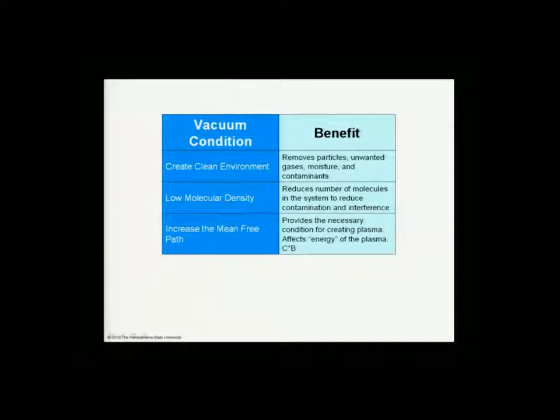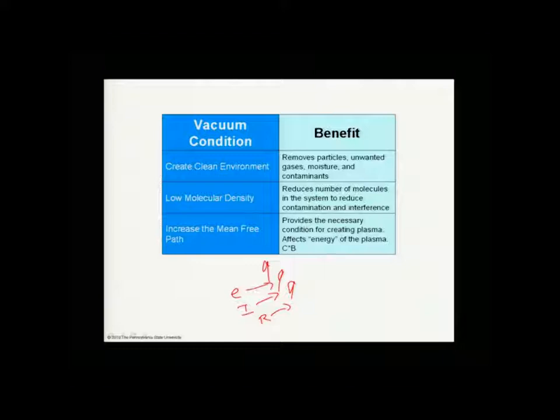We don't want them there. We don't want them uncontrollably involved. If we reduce the molecular density, then obviously there are fewer molecules, and if something like an electron, an ion, or a radical is traveling, it has much less chance of undergoing a collision and being diverted. We don't want that to happen. We want to know where they're going.